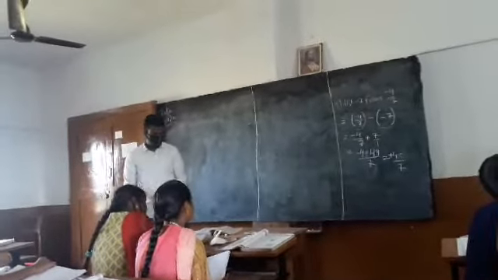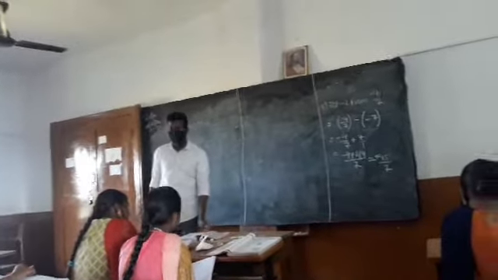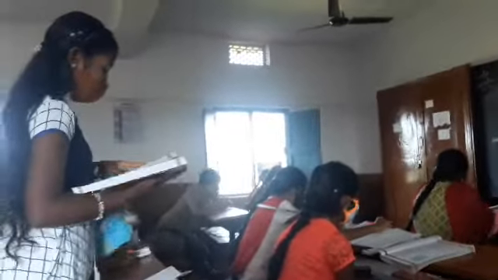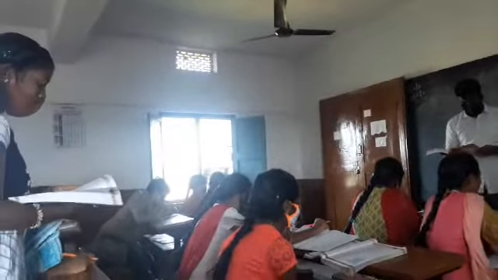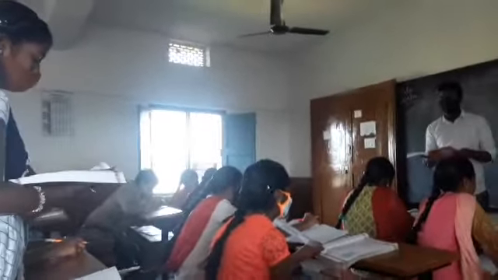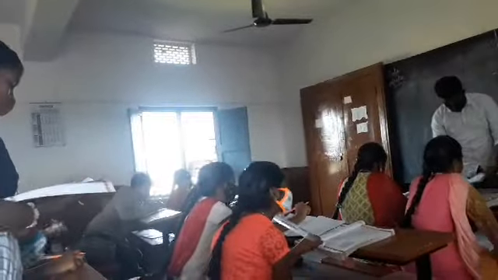So let me move to the 10th question. Who will read to me? Yourself. The sum of two rational numbers is 8. If one of the numbers is minus 5 by 6, find the other. Find the other. Sit down.